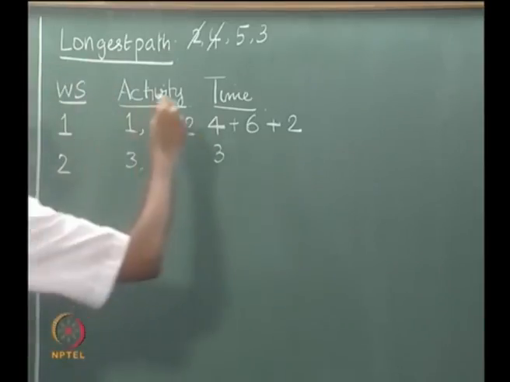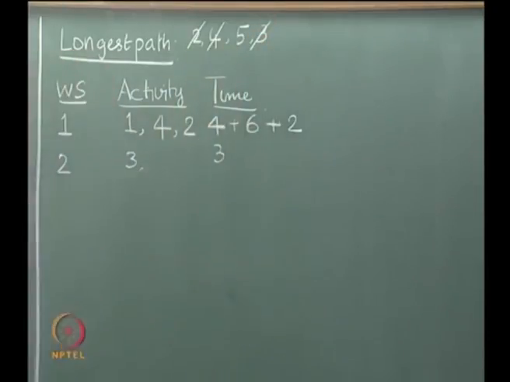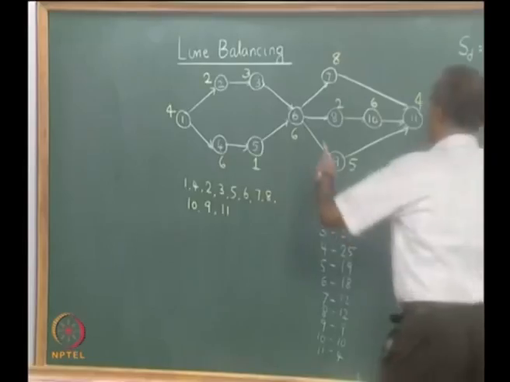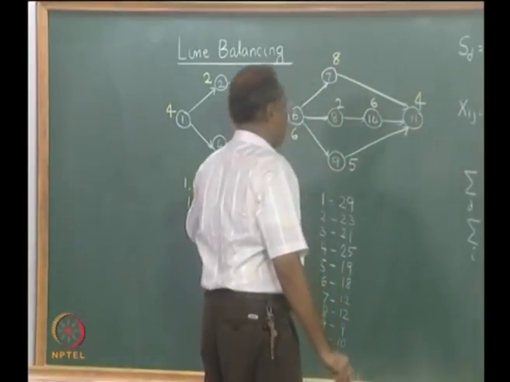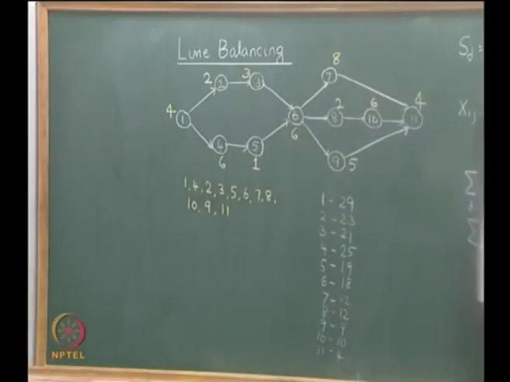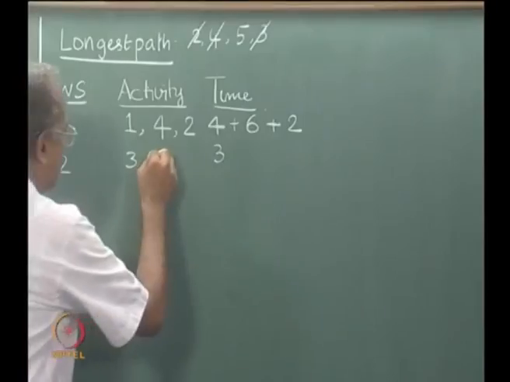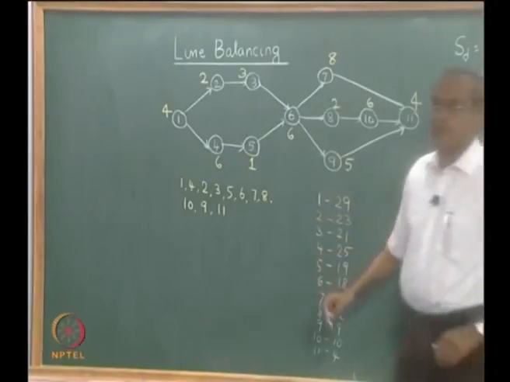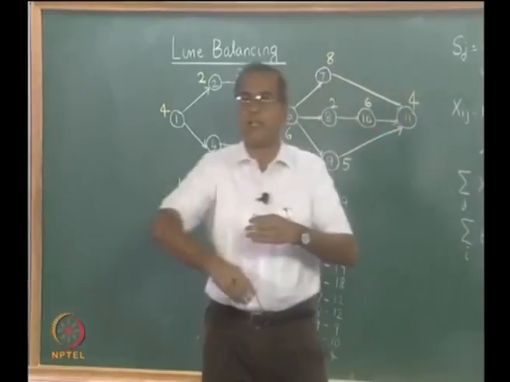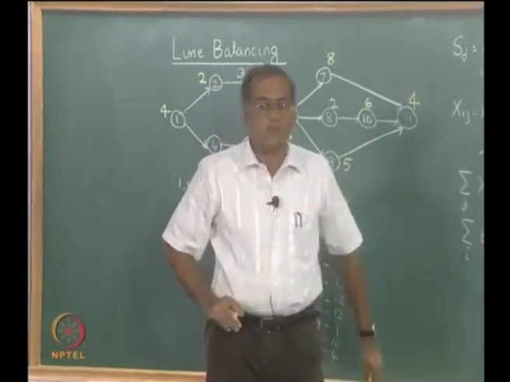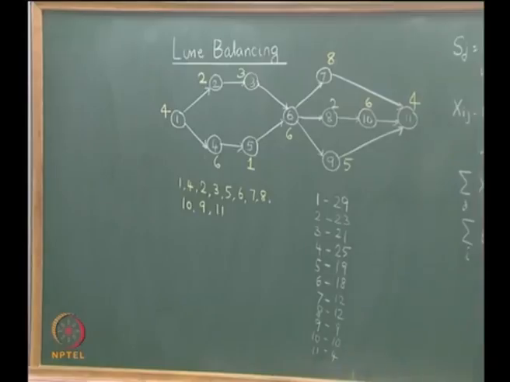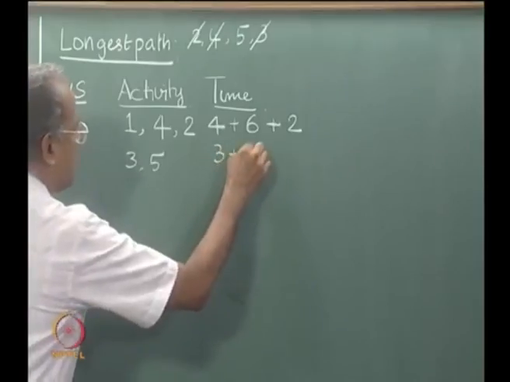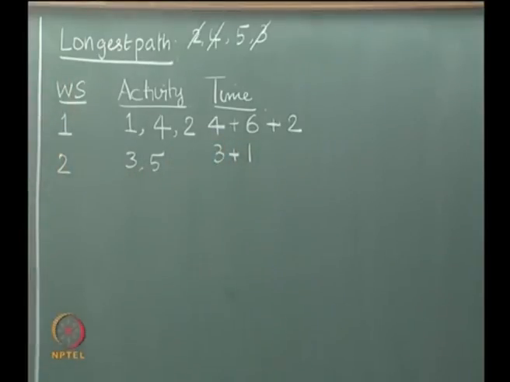Once activity 3 is allotted, we cannot allot 6 because 5 is still to be allotted. So, we allot 5. 5 is the only one. So, we do not look at this order, we look at this order only when we have more than one activity available for allocation. So, 5 is the only one. So, it takes plus 1 time unit.